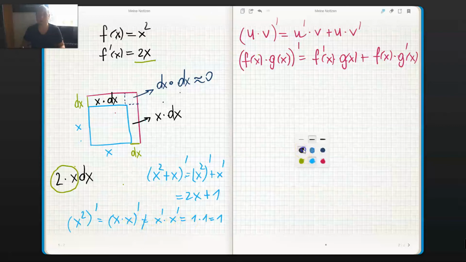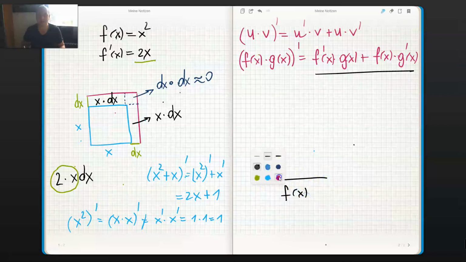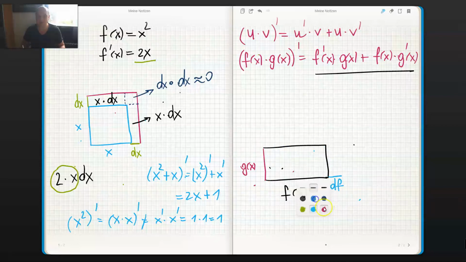So how can we visualize this kind of formula? Well, you see, this would be f of x. The idea is the same, actually. And this is g of x. So the area is this rectangle, f times g. So we just increase the area by a small amount, which is df, and a tiny small amount here, which is dg. So the total increase would be this area.